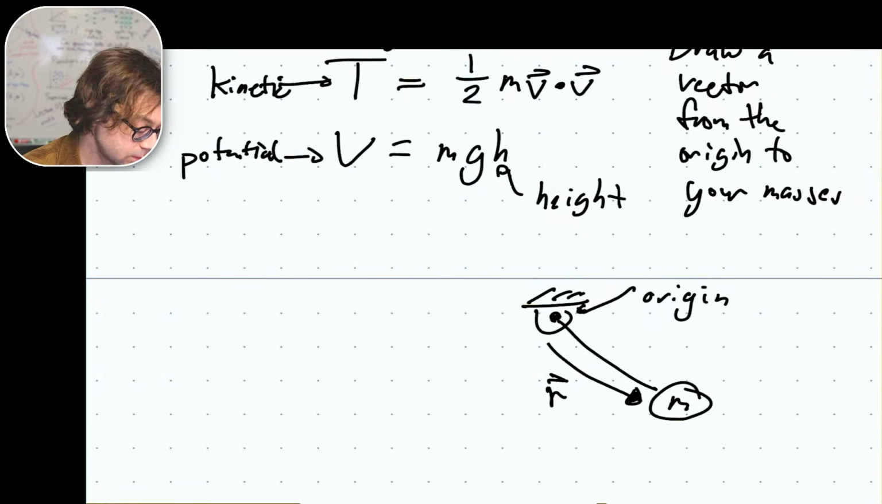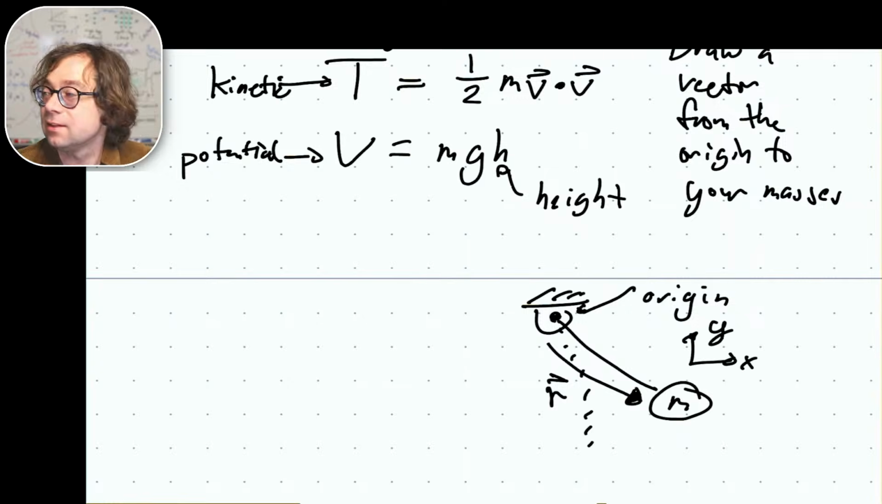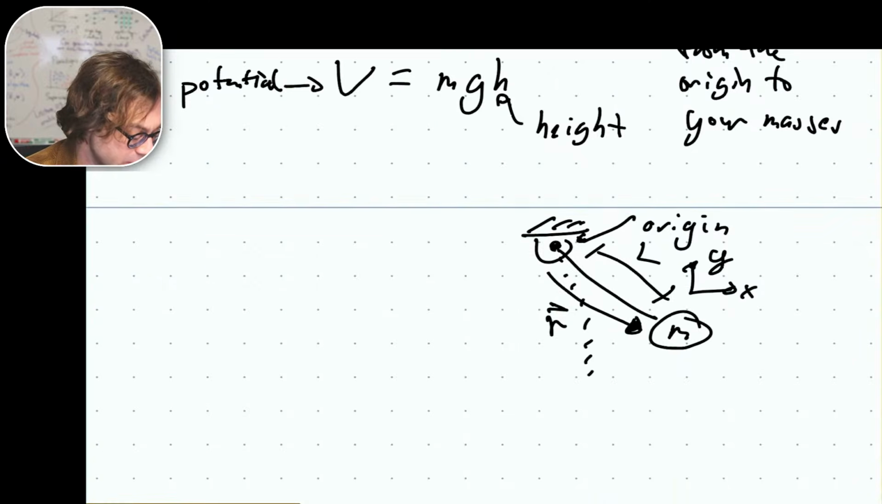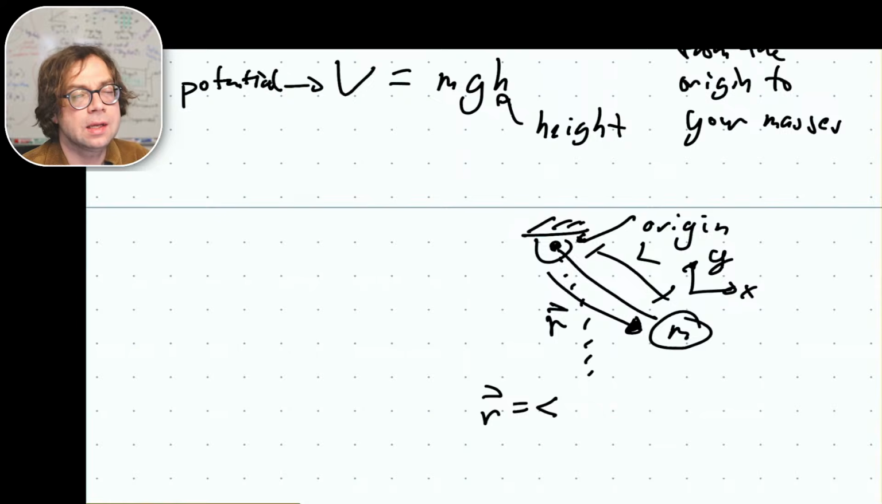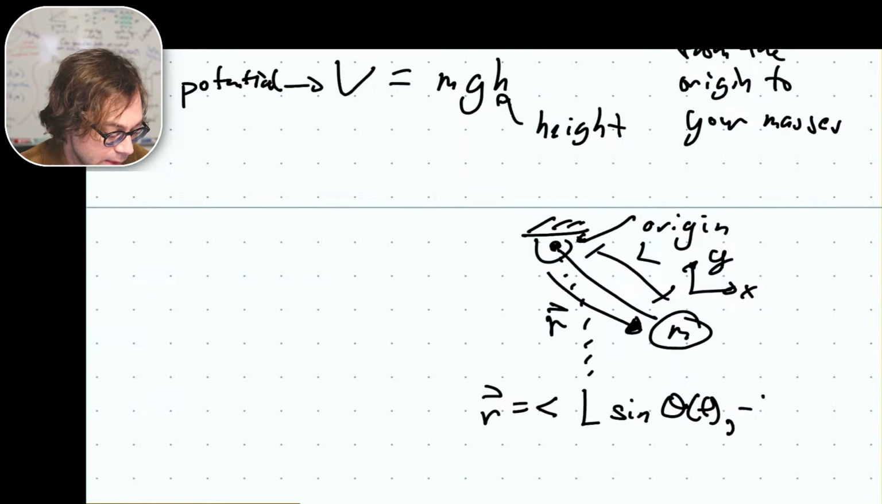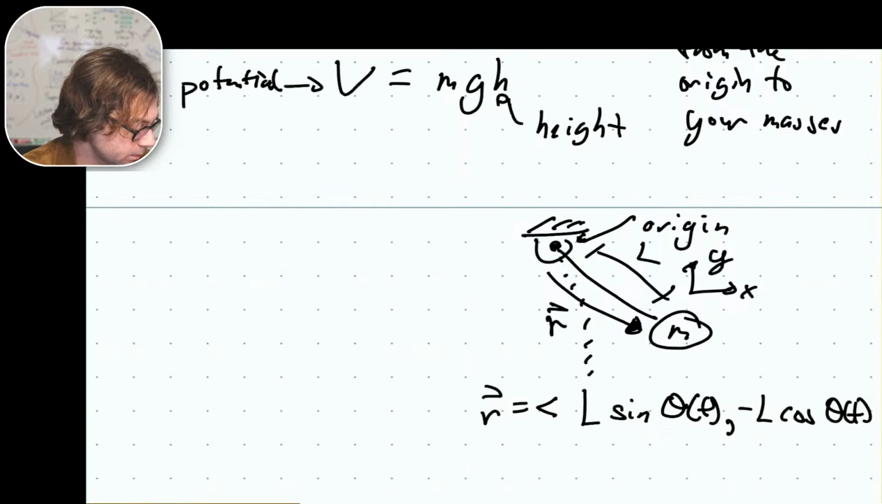Now that vector R, assuming that this is X and Y for the X and Y direction, if this is length L, then the vector R is going to be L sine theta of T in the horizontal direction, opposite over the hypotenuse, and minus L cosine theta of T for the vertical.